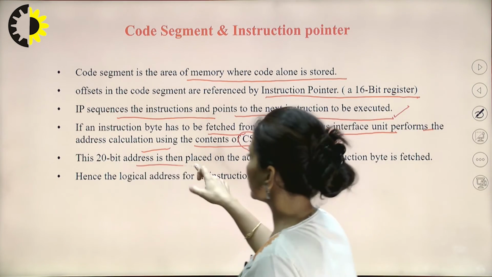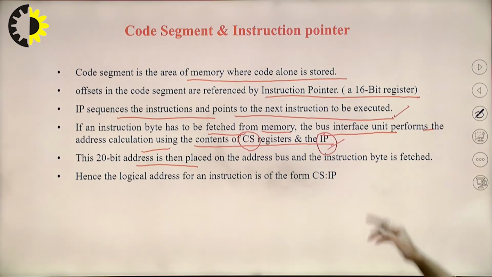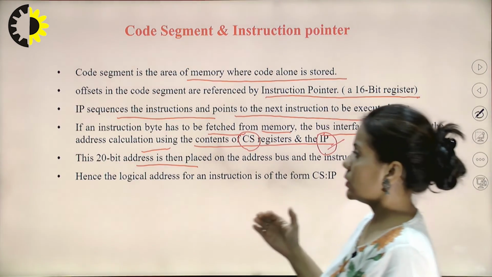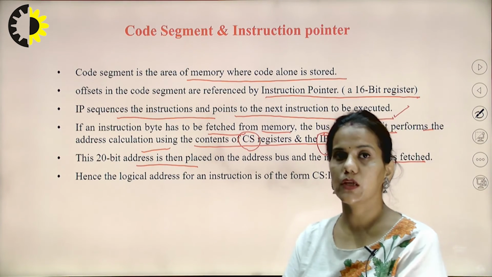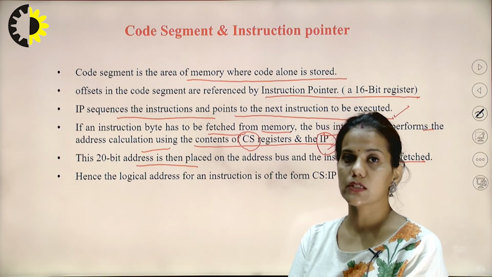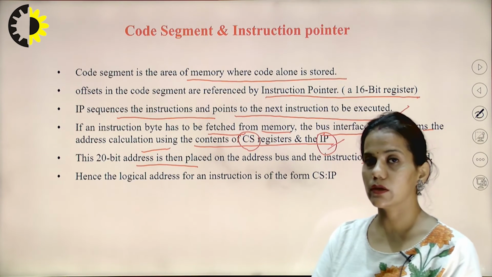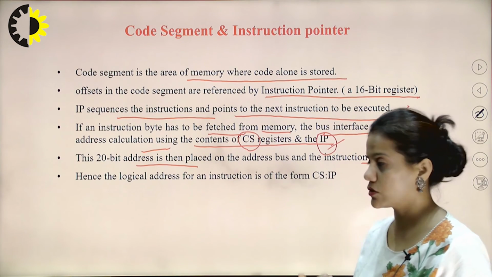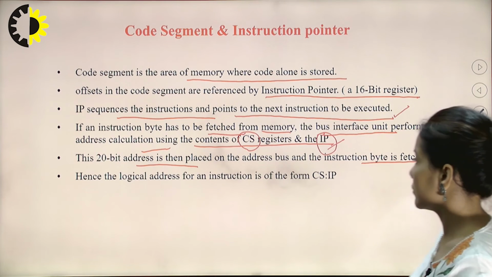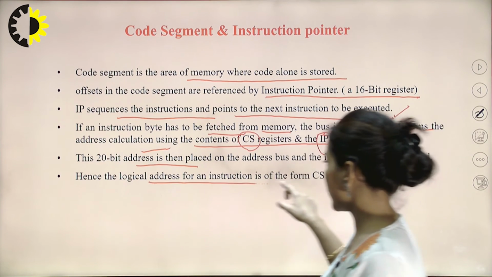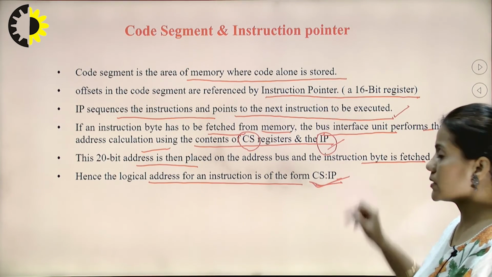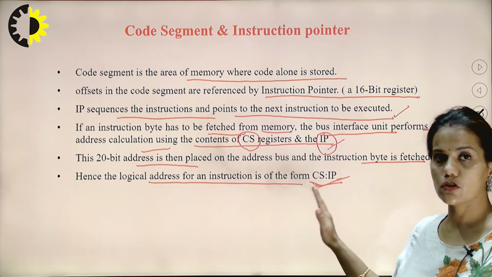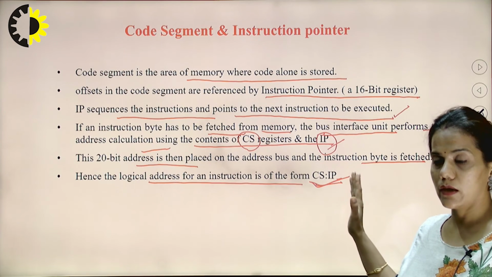So the 20-bit physical address is then placed on the address bus and the instruction byte is fetched. This 20-bit address, which has been obtained with the combination of the code segment and IP, is placed on the address bus, and accordingly the particular instruction is fetched. Hence the logical address for an instruction is of the form CS and IP, the combination of the segment base and the offset.